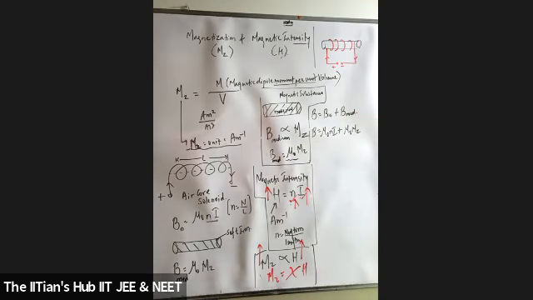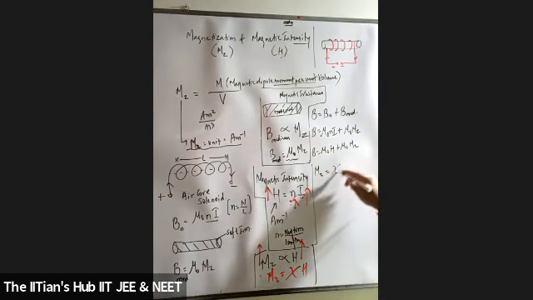Is that clear? Can I say NI is equal to H? So B is equal to mu naught into H plus mu naught into MZ. Is that clear? Yes. Now suppose if I ask you what is MZ? What is MZ? Chi into H.